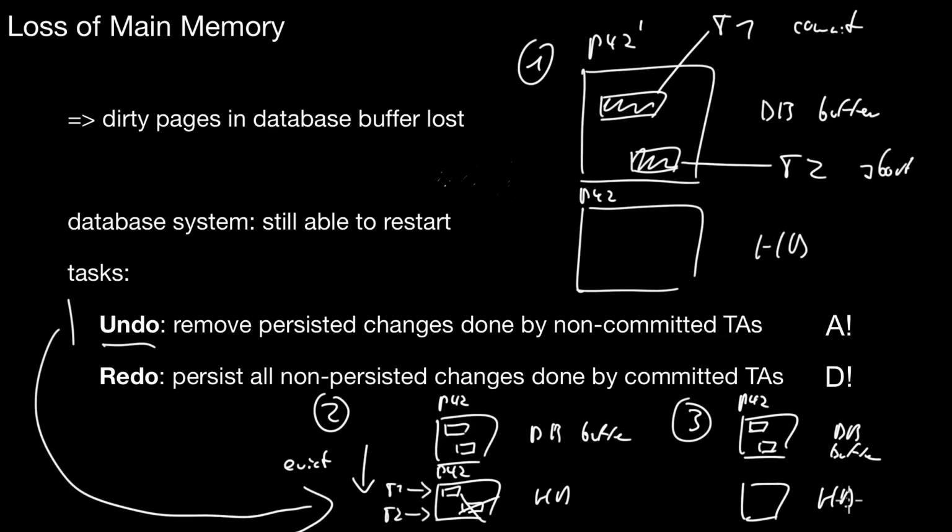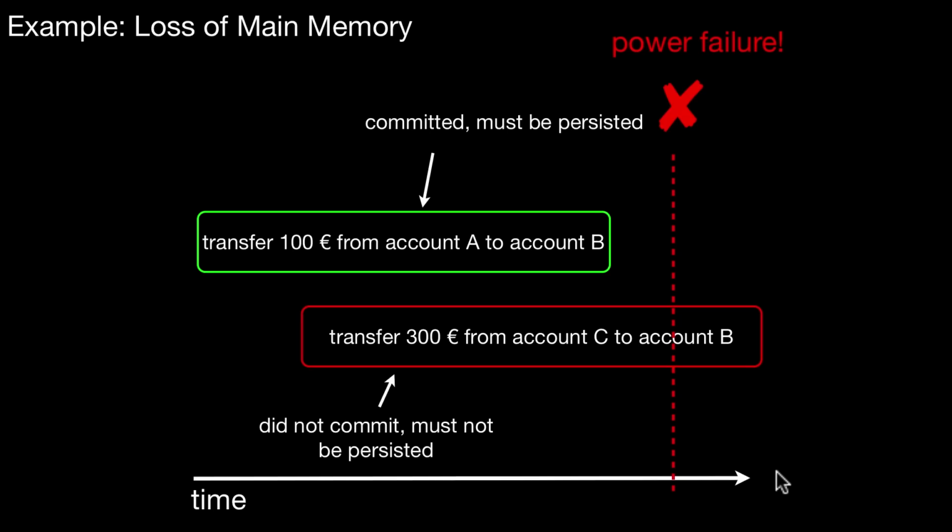So what we want to have in the end is something like that. This change done by transaction 1 should be in the store. This change that was done by transaction 2 should not be in the store. That is the situation we want to have. And we need to make sure in the database system that we end up in a situation like that when recovering, when restarting the database system. That is the situation we want to have, not anything like 1 or 2. That's not good.